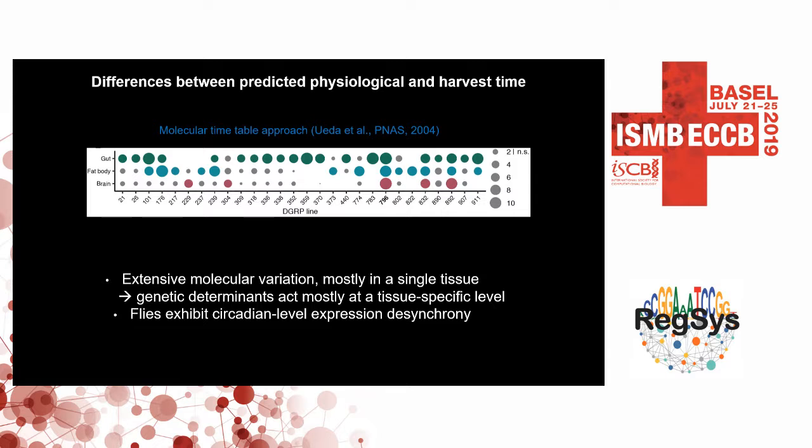But interestingly, and again, I want to reiterate that, this means that in flies, certain tissues, for example in this case the gut, are completely desynchronized in terms of the overall circadian clock with the other tissues in the same fly, right? So this indicates that flies exhibit circadian level expression desynchrony at the single tissue level, which is, to me, quite remarkable, that within the same organism, you can have this desynchrony between individual tissues, okay?